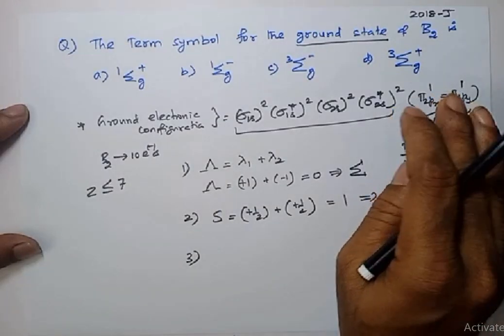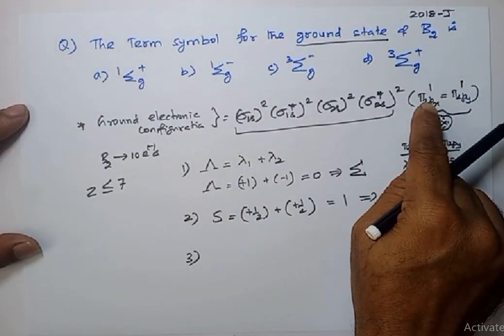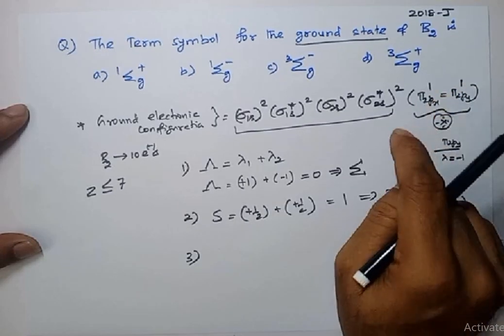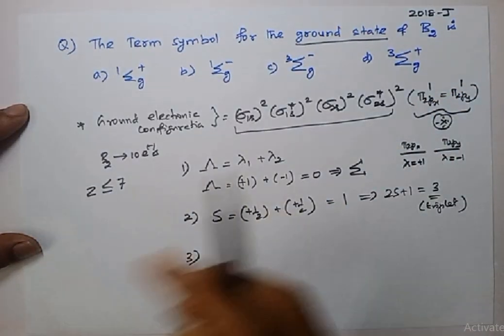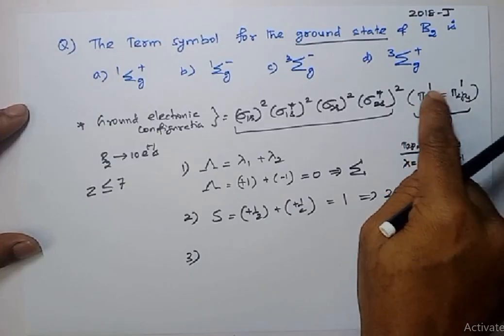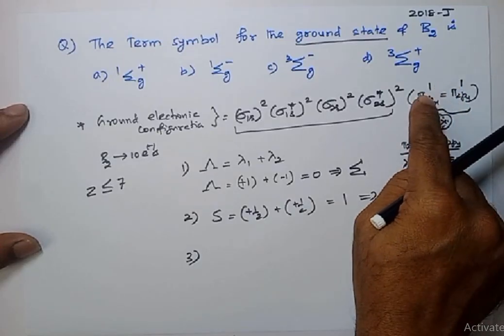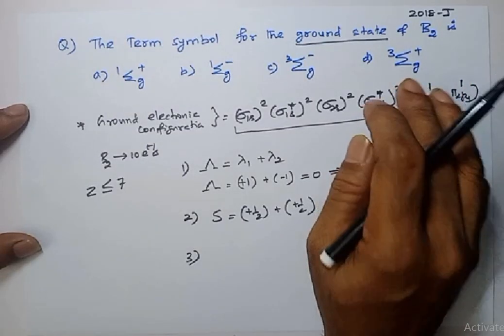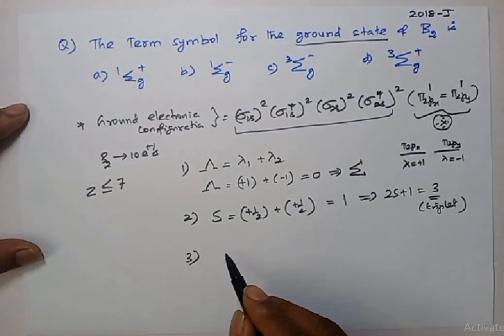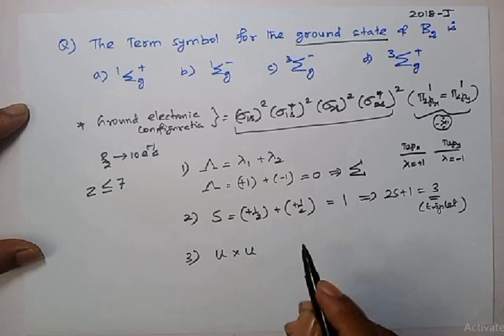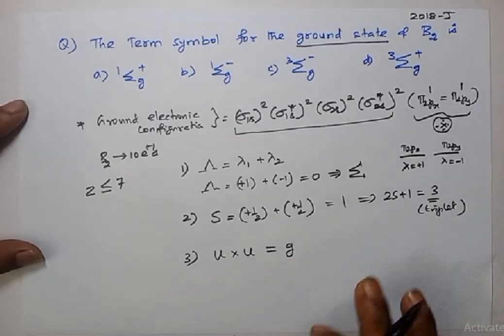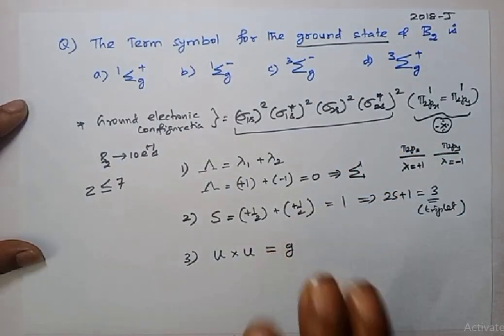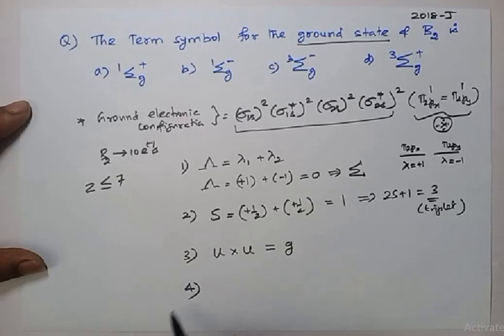Listen, for inversion, pi bonding is ungerade. It is anti-symmetric with respect to inversion. The bonding pi orbital is anti-symmetric with respect to inversion. This is also bonding, so both are anti-symmetric, which means both electrons have ungerade symmetry. So for electron 1 it is ungerade, and for electron 2 also ungerade. Ungerade into ungerade is gerade. So the ground state term symbol has gerade symmetry. Then we'll see the reflection.